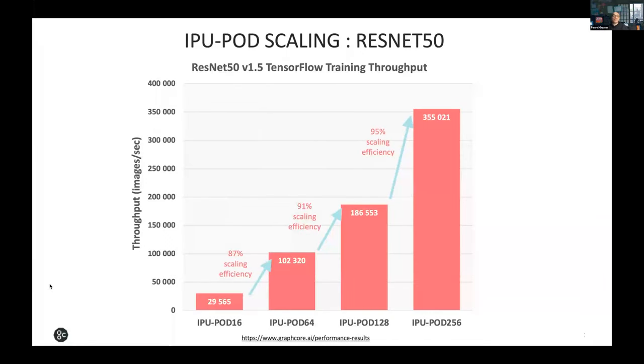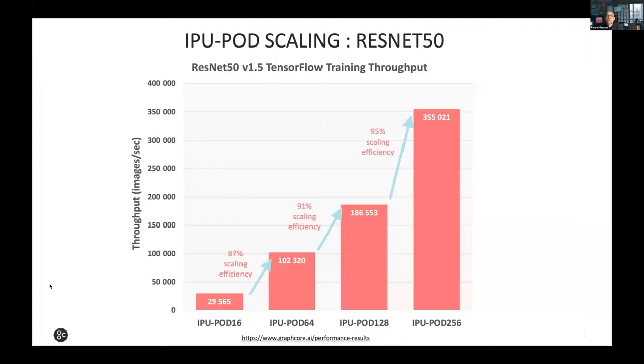How our scaling looks like is very impressive, because this disaggregated approach shows that this is the right way to scale our system from the POD16 up to POD256. As you can see, we are able to achieve scaling of around 90% going from the POD16 to the POD256, versus generation.